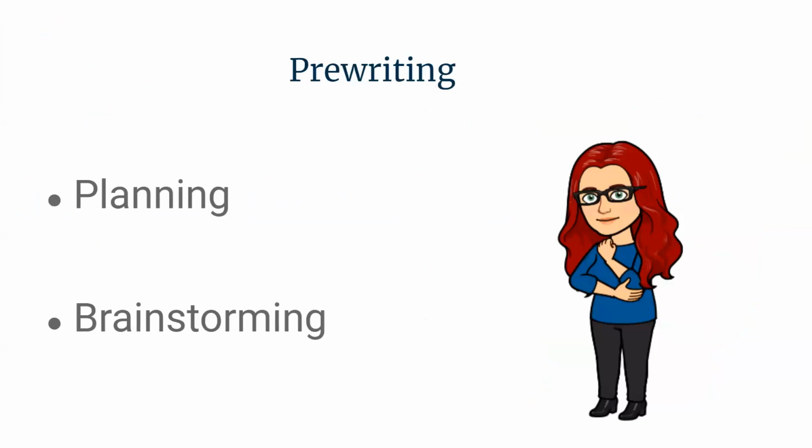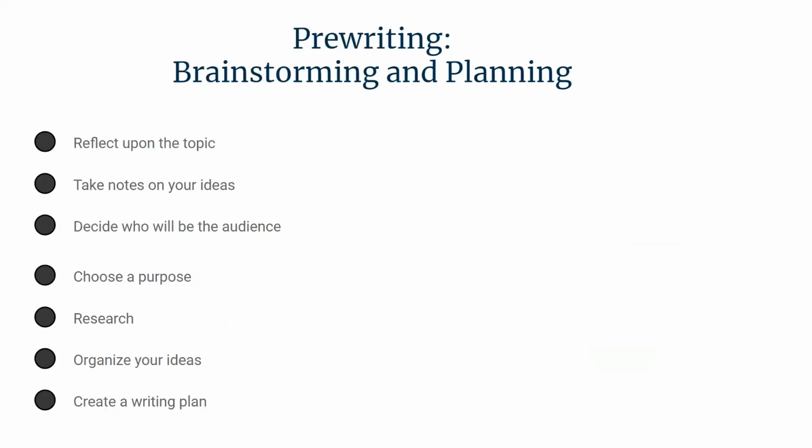So when we are pre-writing, that's when we are doing our planning and our brainstorming. This is one of the most important parts of your writing process. When we are pre-writing, we're brainstorming, we're planning, we're going to be reflecting on our topic. We're going to be taking notes on our ideas. We'll decide on who will be the audience that our project is going to be for. We're going to choose a purpose for what we're writing. We're going to do some research on it. We will organize our ideas, and then we'll create a writing plan. So these are all very, very important things for you to do, and make sure that you are trying to keep all of your notes all together.